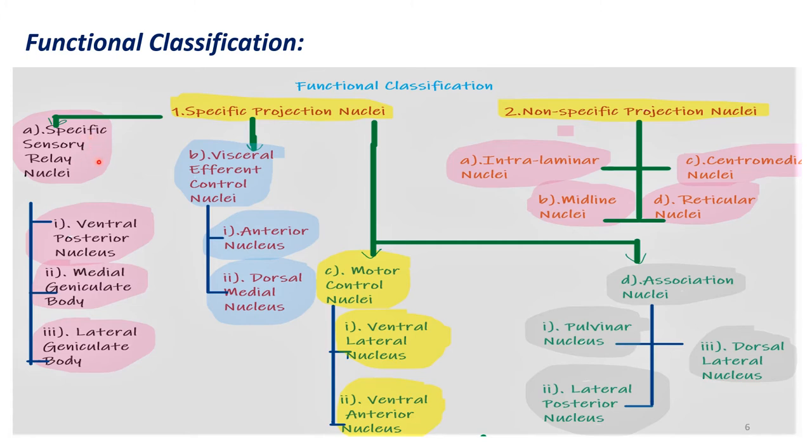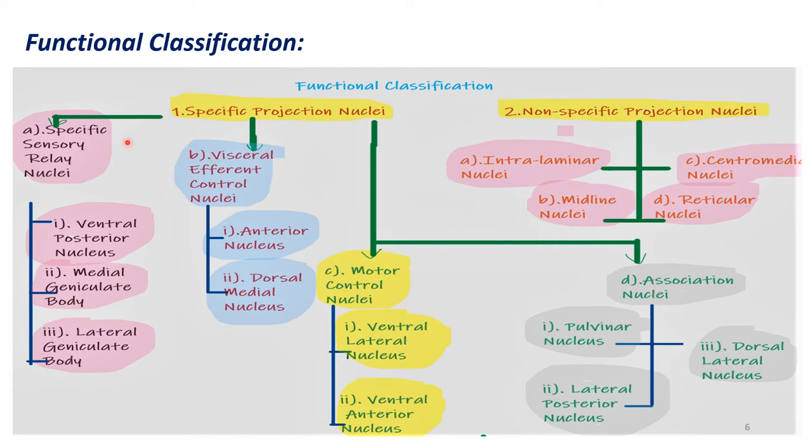If you see clearly the name, it is specific. It receives mostly the sensory signals. It is a relay center. So specific sensory relay nuclei. Then you have the visceral efferent control nuclei, which play a role in the control of viscera. Then you have the motor control nuclei, which play some role in the motor control. And then lastly, the association nuclei.